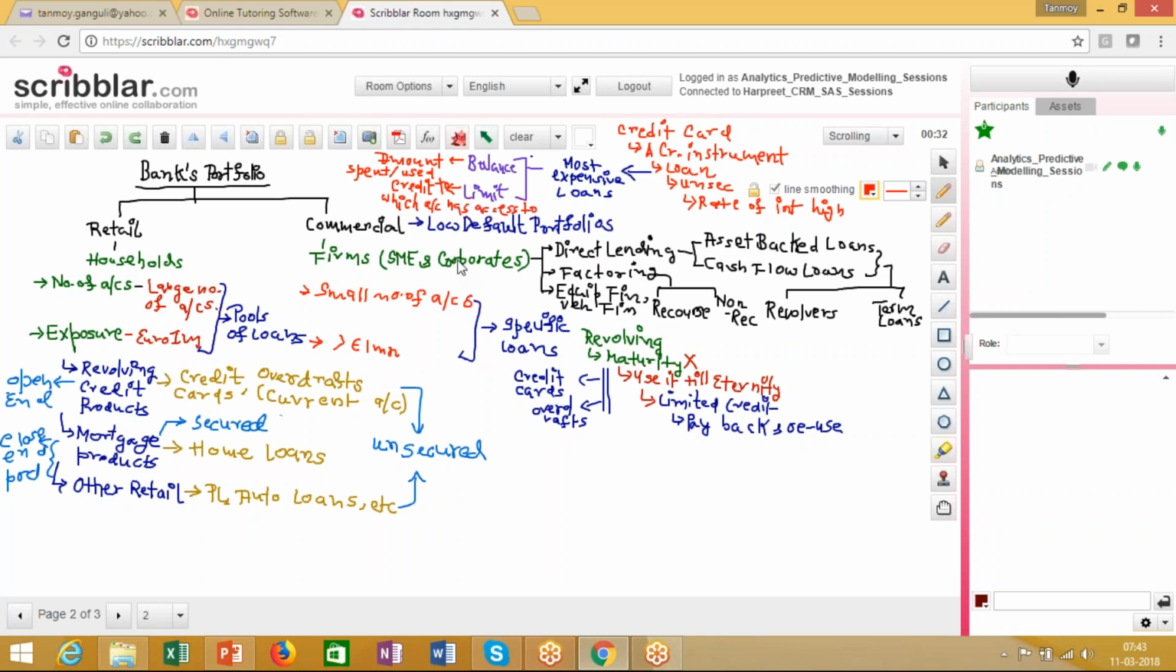Now from here, there are two important concepts which can be defined from balance and limit. So what are they? One very important concept that we can define from here is utilization. So what has been the utilization on the card? This is where we talk about utilization.